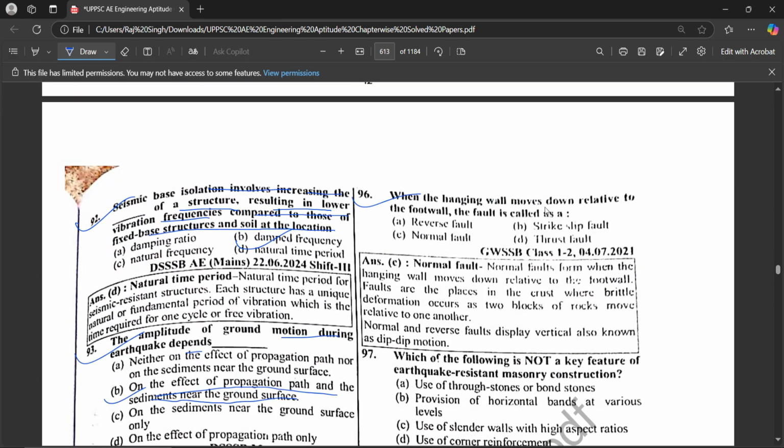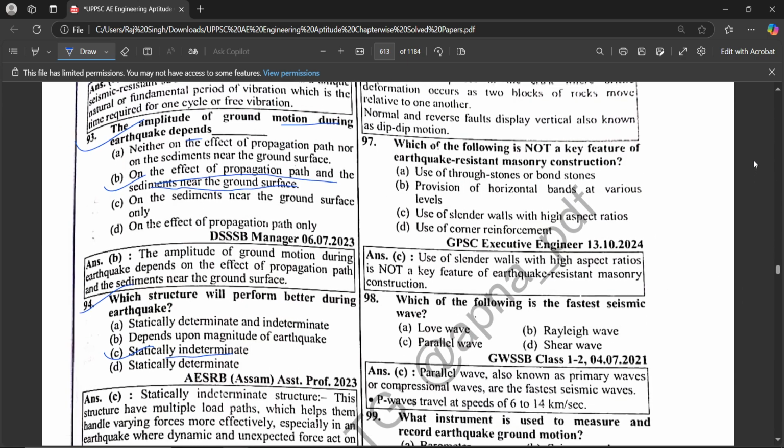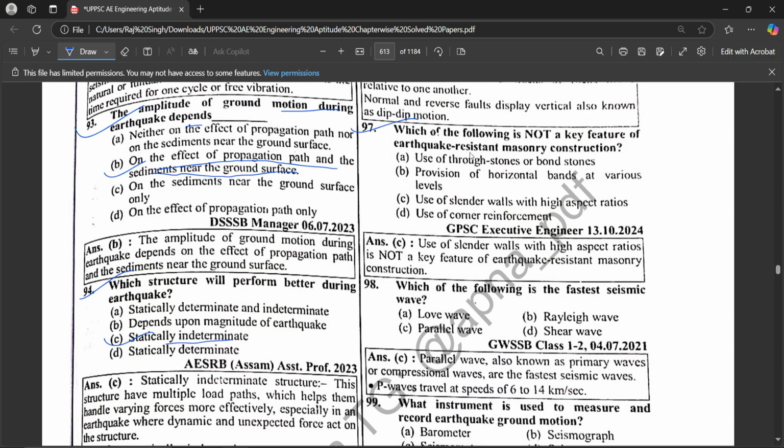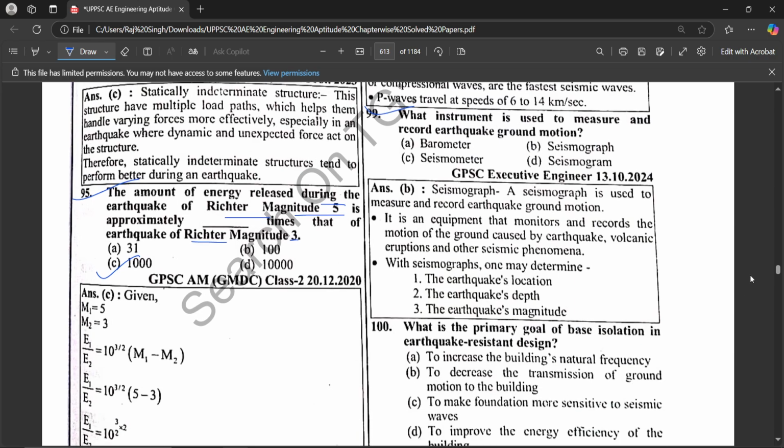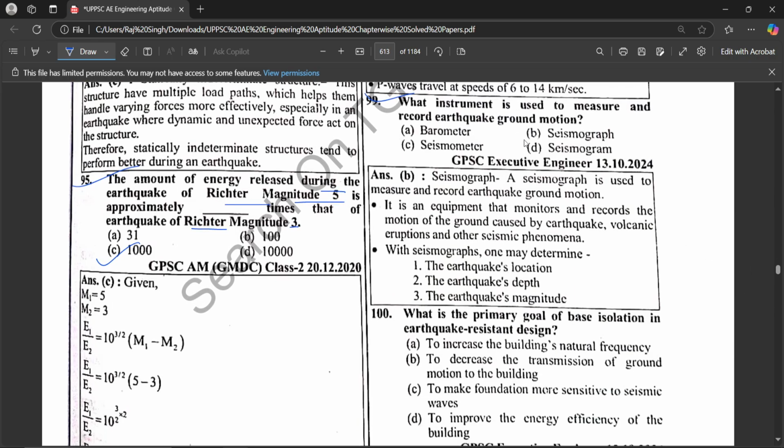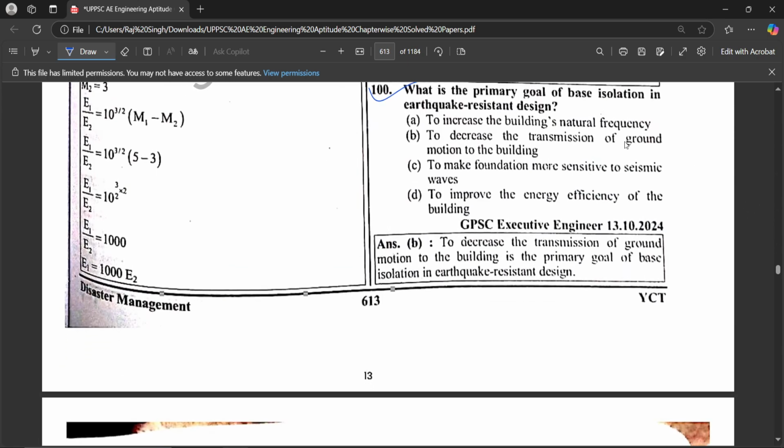When the hanging wall moves down relative to the footwall, the fault is called a normal fault. Which of the following is not a key feature of earthquake resistant masonry construction? Use of slender walls and high aspect ratio. Which of the following is the fastest seismic wave, which is the primary wave? What instrument is used to measure and record earthquake ground motion, which is seismograph? What is the primary goal of the base isolation in earthquake resistant design, which is to decrease the transmission of ground motion to the building?